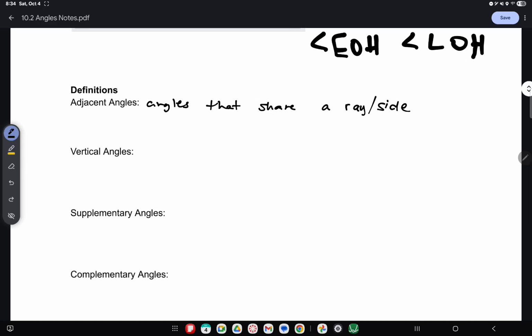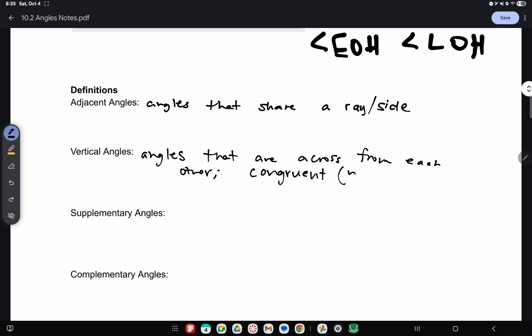All right, vertical angles. This will show up on the next page too, but these are angles that are across from each other. And then a fun fact about them, they are congruent. That's the symbol for congruent, meaning they are the same measure. So if I draw two lines here, this angle here and this angle here are vertical angles because they are across from each other.